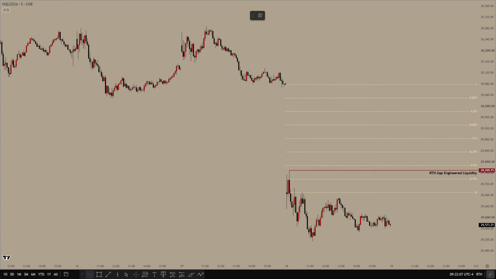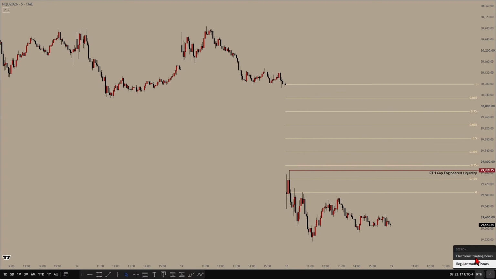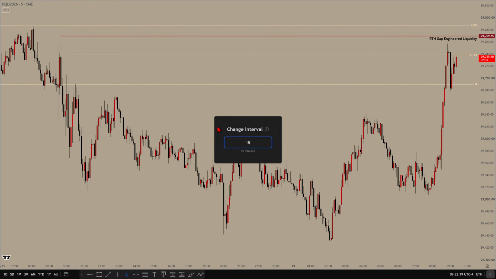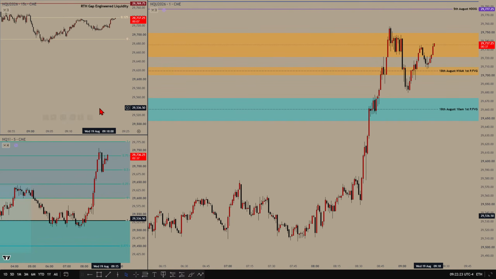And then above it, this is all a liquidity void. So all this area is void. There is no price action in here on the regular trading hours chart. We will be looking for that to deliver after we see it manipulate the sell side first. So I don't know how much sell side we're going to manipulate, to be honest.